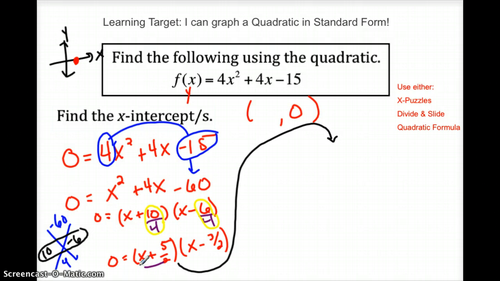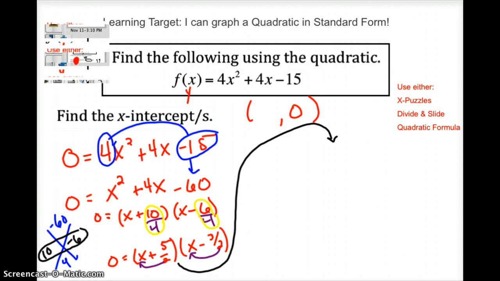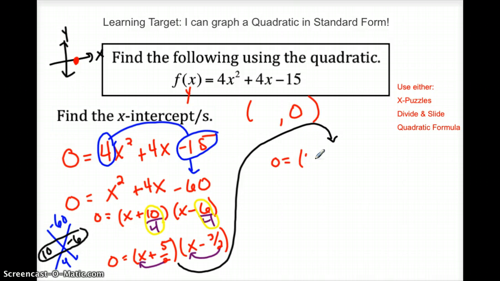So we slide. Remember the method is called divide and slide? So I slide the bottoms up. And here are my two new groups. 0 equals 2x plus 5, 2x minus 3. Alrighty.